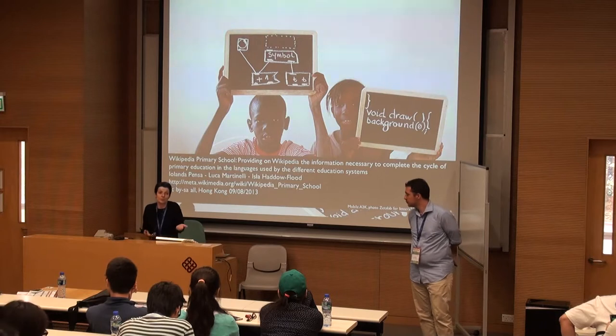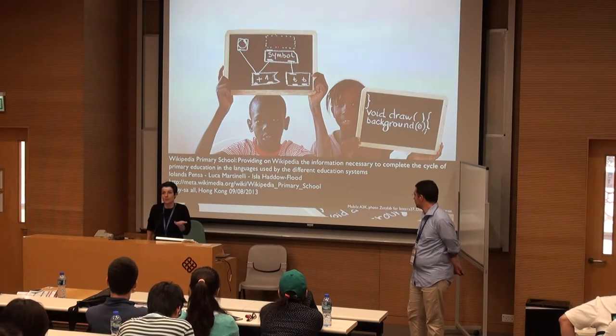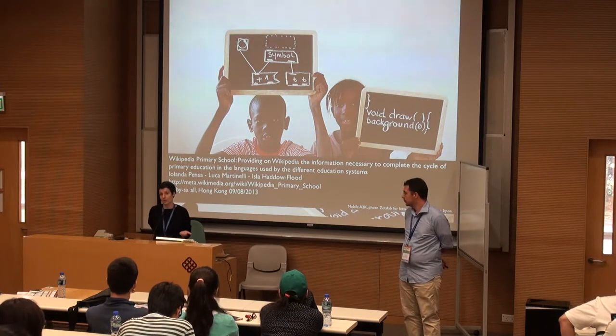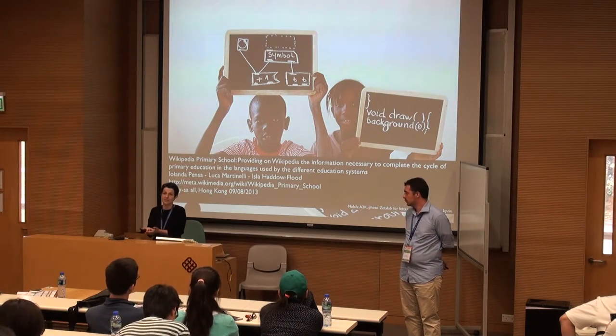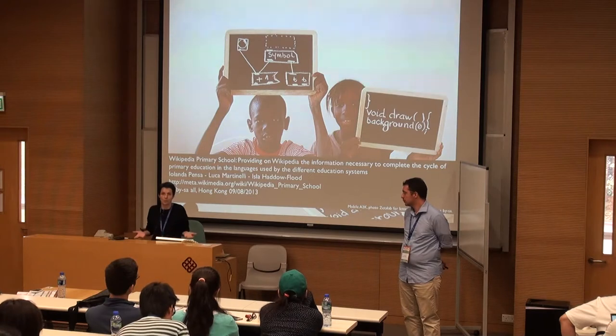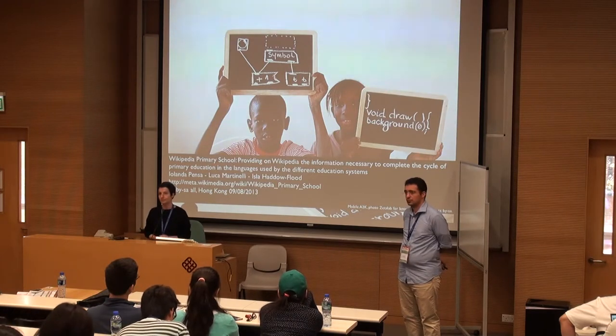Also, for example, literacy and calculus are major skills that you need to learn in primary school. Of course, we're not focusing on this. Wikipedia is an encyclopedia, so it will provide what it can provide to your primary school.